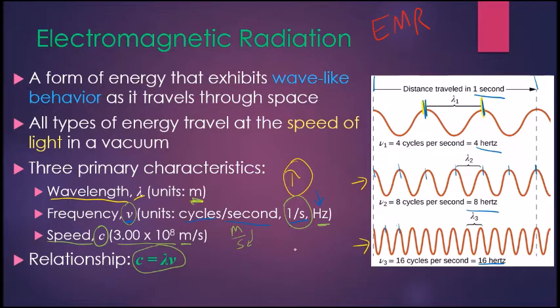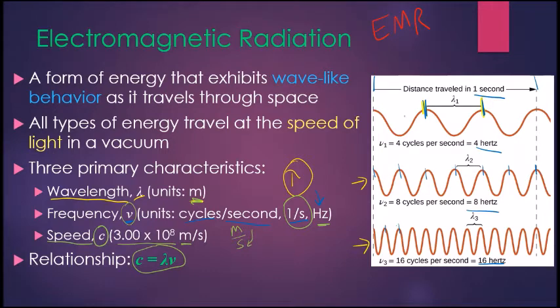So we do have to be careful because sometimes they like to give you the frequency in megahertz, or they like to give you the wavelength in nanometers or centimeters or something different. And if they do that, you have to convert it first before you can put it into the equation.